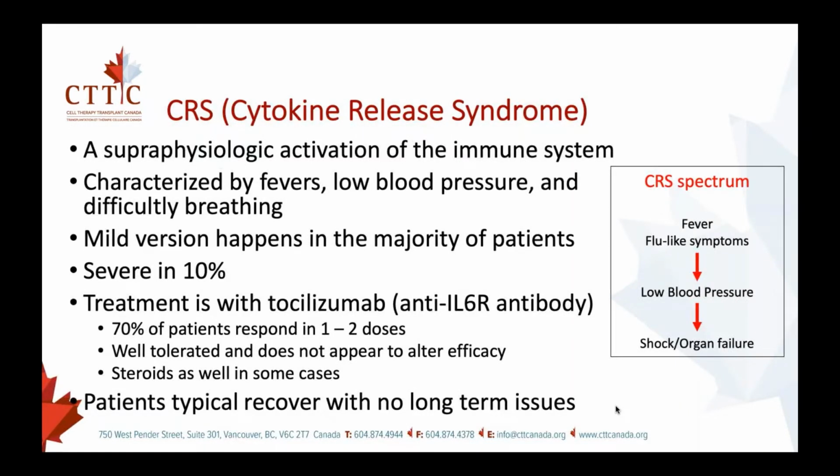We have a drug we can use to treat CRS. It's called tocilizumab, which is what's called an anti-IL-6 receptor antibody. IL-6 is one of these cytokines. It's at very high levels in the body of patients who have CRS. So basically it blocks this pathway, and people's fevers go away fairly quickly and the blood pressure gets better. Most patients respond to 1 or 2 doses. Sometimes people need 3 or 4 doses. It seems to be fairly well tolerated, and doesn't appear to alter how well the CAR T cells work.